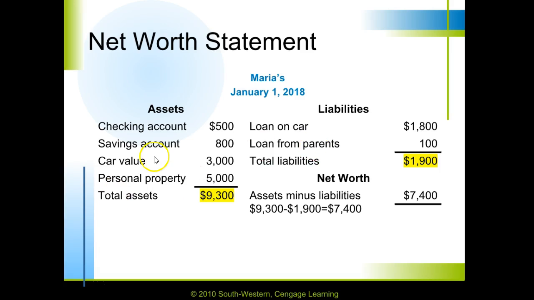However, she's still making payments on her car in the tune of $1,800, and she owes her parents $100 from a loan she took out with them. So in total, her liabilities are $1,900. When you take what she owns, OWN, minus what she owes, OWE, so ownership or assets minus liabilities or debt, gives you $7,400. So Maria's net worth would be $7,400.